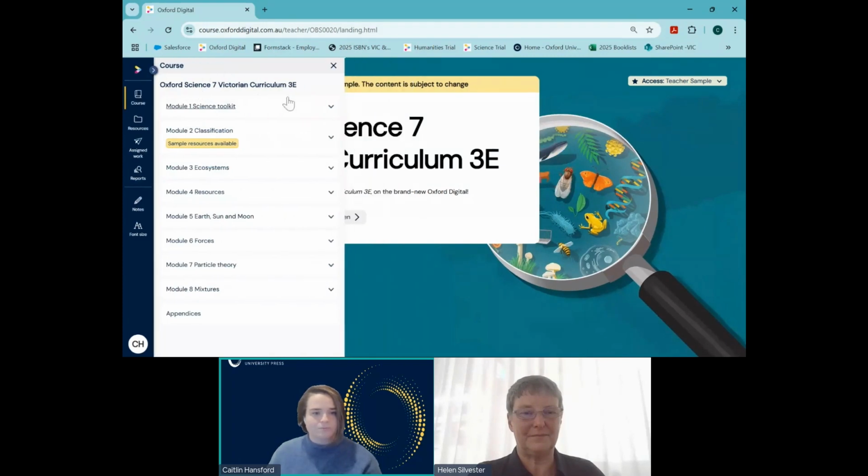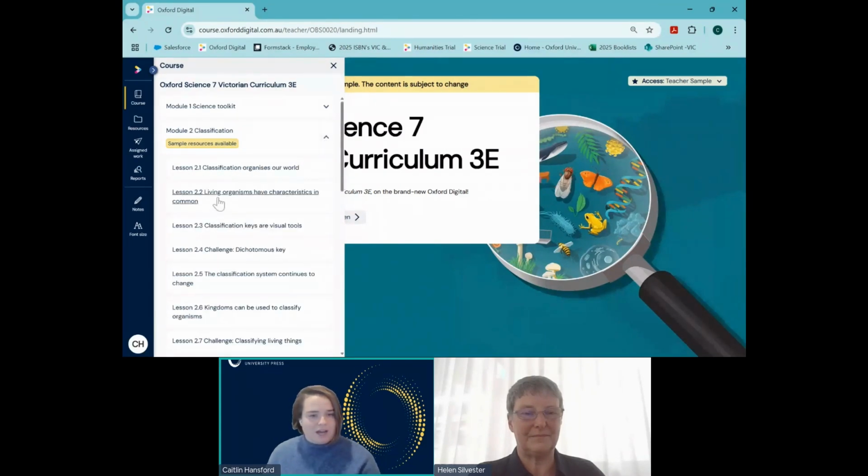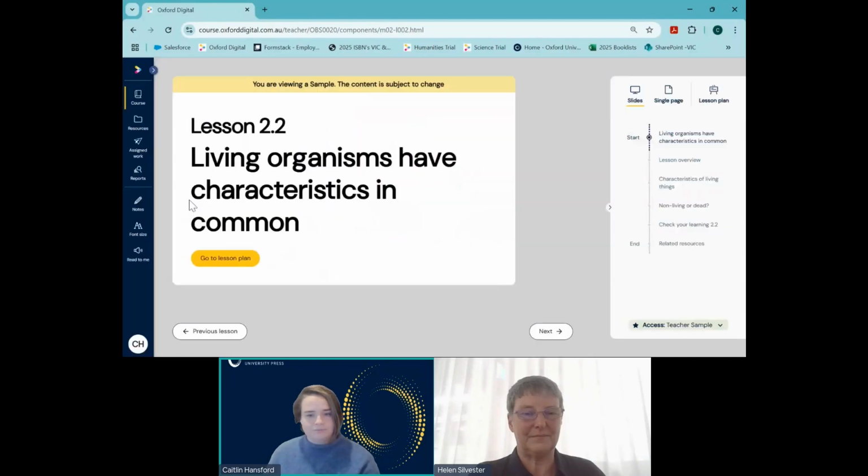Close this off. Here you'll be able to see all the core content. So when you do see your sample yourself, you'll be able to jump in and see all of the core content. You'll notice here it's highlighting the sample resources are available. In the sample, we've just put them in one module or one chapter, but in the future, you'll of course have access to the sample resources throughout. I can click down and see all of my lessons. So we'll jump into a lesson.